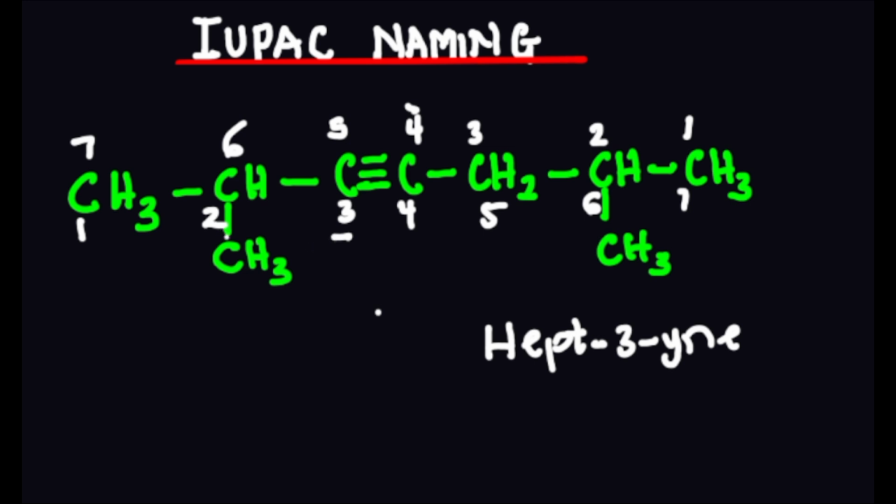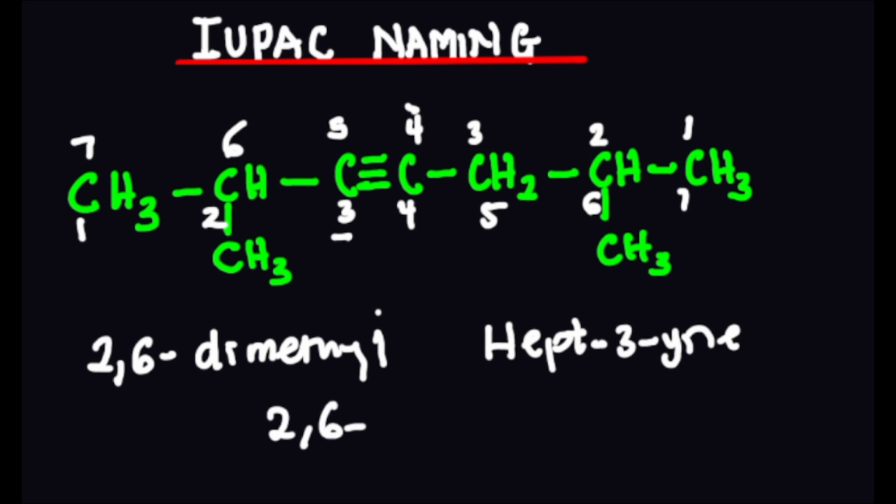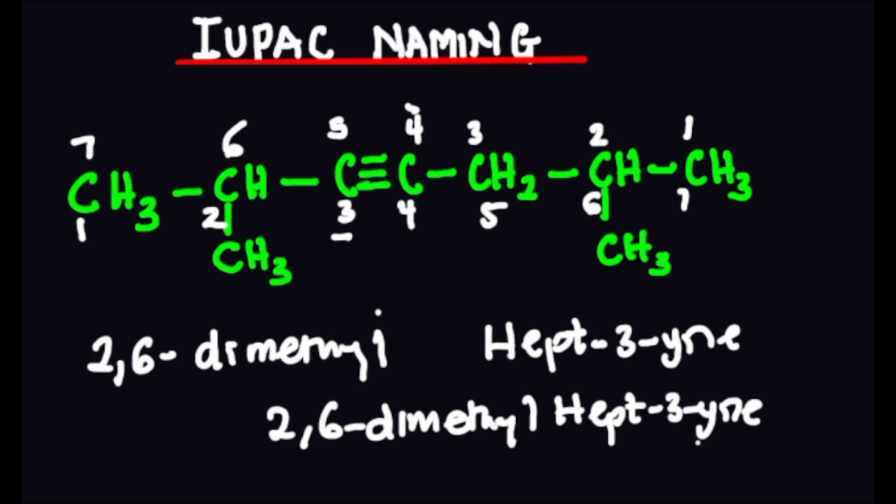Since I'm considering numbering backward, because it confers the lowest position on the triple bond, I'm going to have my attachments on carbon number 3, on carbon number 2, and at the same time 6. So I'm going to have 2, 6, right? Then this is basically dimethyl hept 3 yne. That's basically the name. Now let's go ahead and name another compound.